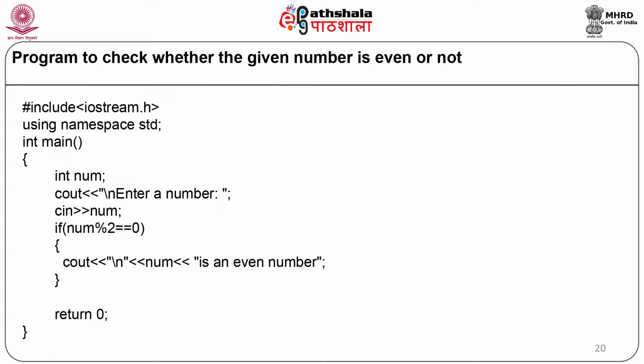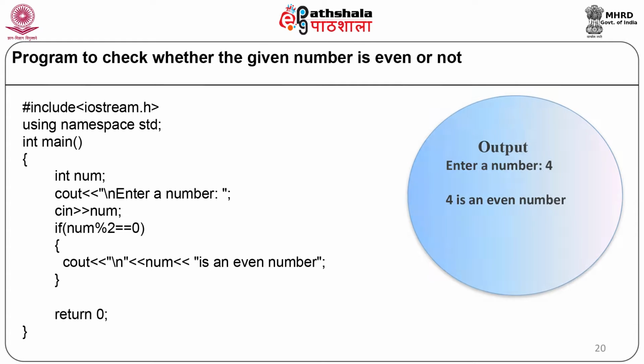Now when the above code is compiled and executed, it will produce the following result: Enter number. If you enter the number as 4, it will display the message "4 is an even number".